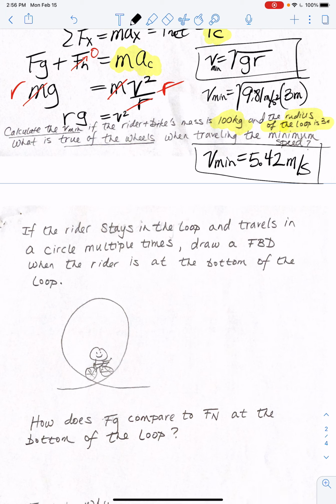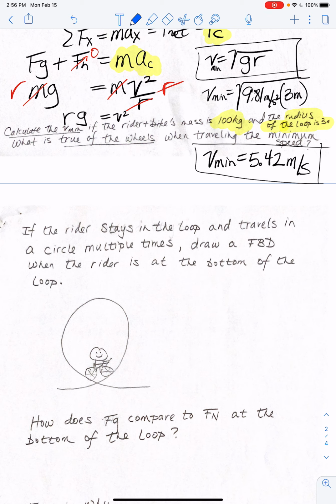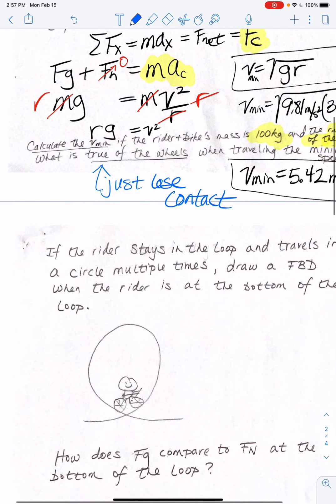Then it says, what is true of the wheels when traveling the minimum speed? And I just wrote this on here because I was afraid that maybe I would forget to say it in lecture. The wheels just lose contact. Sometimes kids would sit through the lecture and they would get that force normal is 0, but they wouldn't really think about why that was. What was true of the wheels at that point if your normal force is equal to 0?